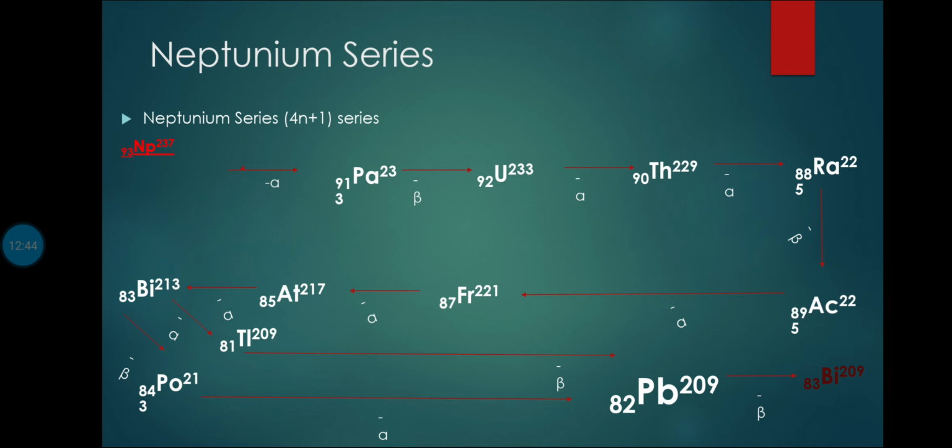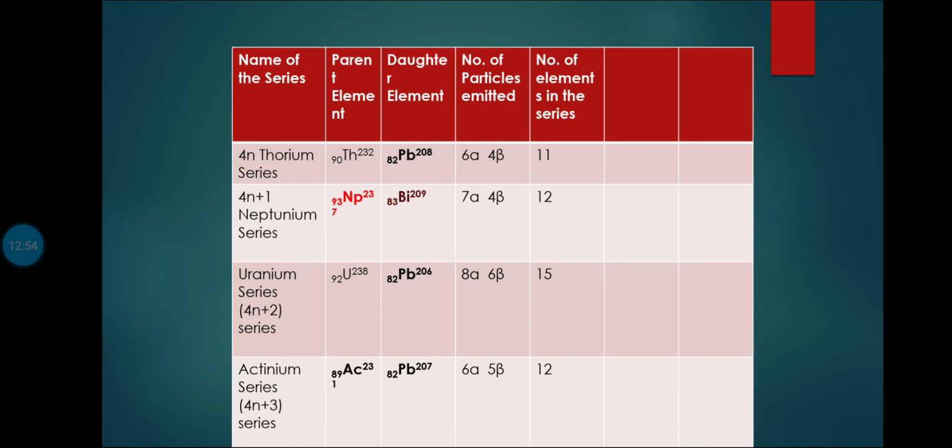The lead 209 emits a beta particle. So the end product is bismuth 209. So far we have discussed 4 series.